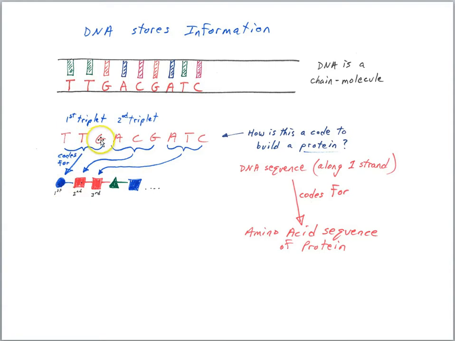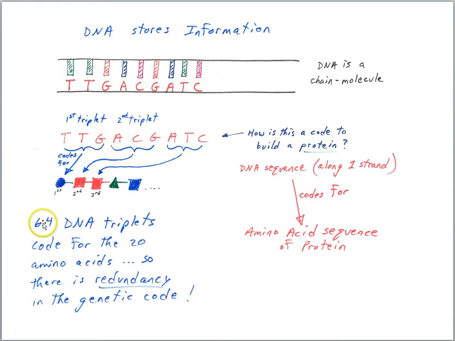So the first 3 letters in the DNA sequence stand for, or name, the identity of the first amino acid in a protein. The second 3 letters is the identity of the second amino acid. The third 3 letters is the identity of the third, and so on. So in this way, a sequence of letters that appears to us to be random has meaning to the cell. Every 3 letters of DNA is a name for one of the 20 different amino acids.